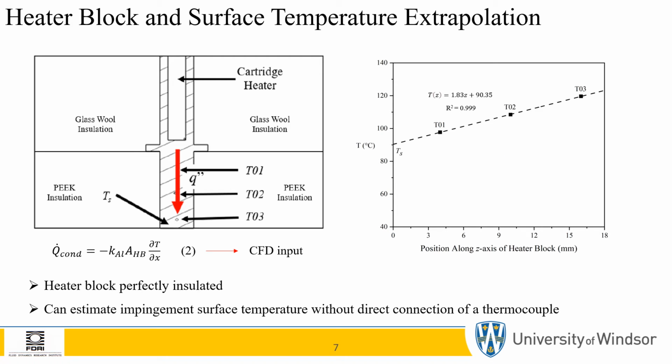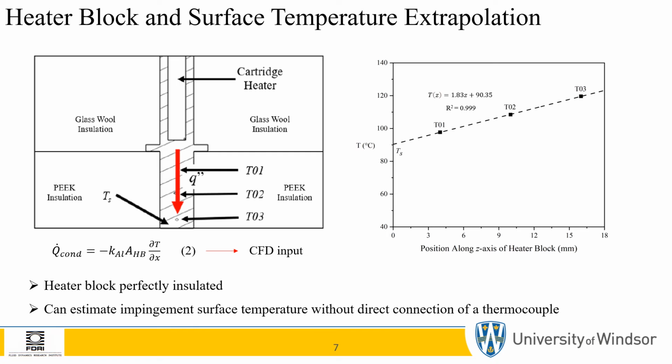Since it is not possible to directly connect a thermocouple to the impingement surface, cartridge heaters were installed into heater blocks, which were perfectly insulated with glass wool insulation and PEEK plastic insulation. Since the heater block is perfectly insulated, the heat transfer along the length of the heater block is one-dimensional. Therefore, by measuring temperatures at 3 locations from the impingement surface, we can effectively extrapolate the surface temperature by a linear relationship fitted to the temperature data.